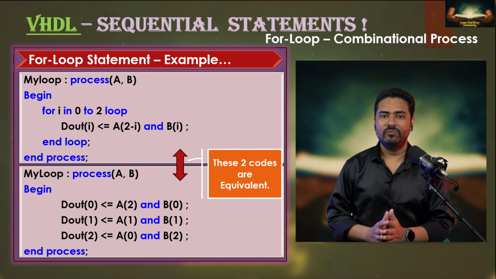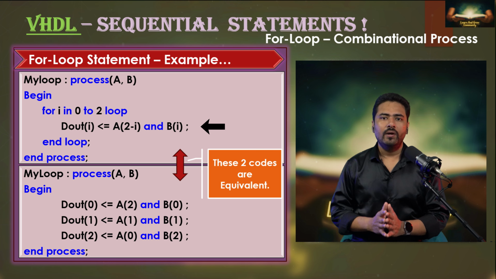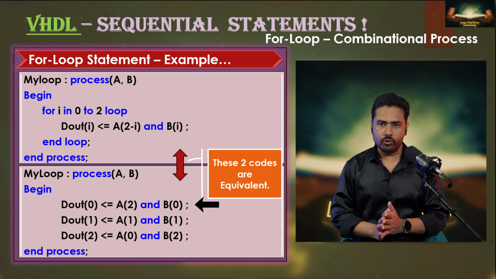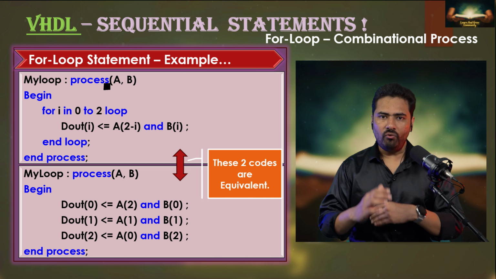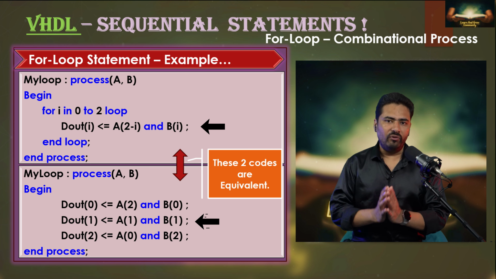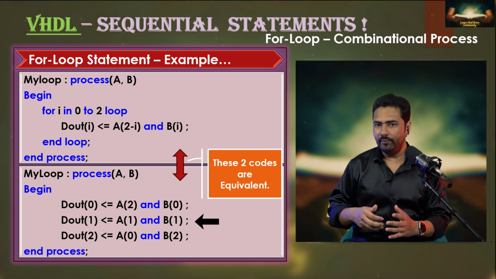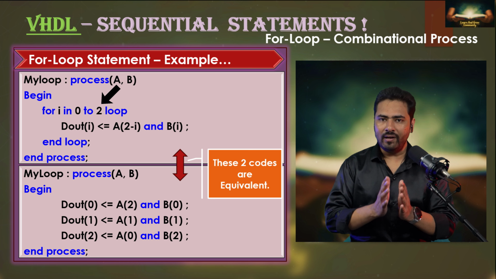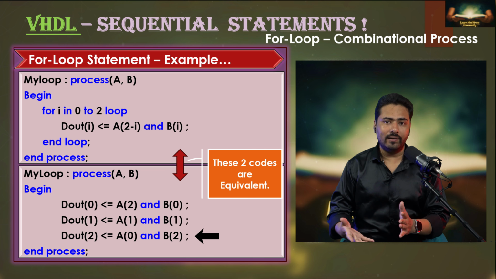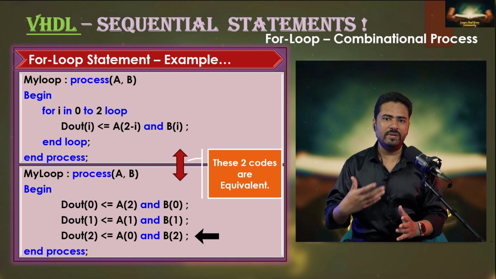Let's see how this works. For the first iteration, I is 0, so we replace I with 0. So we have our first statement as d_out(0) gets the value of a(2) and b(0). Now for the second iteration, I is 1, so let's replace I with value 1. And we have our second statement, which is d_out(1) gets the value of a(1) and b(1). In the third iteration, I is 2, so again we replace I with the value 2. And we have our third statement, which is d_out(2) gets the value of a(0) and b(2).